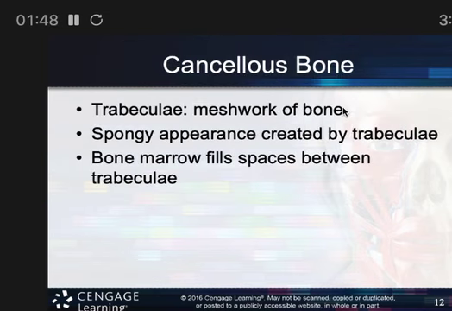In cancellous bone, we have a meshwork of bone with a spongy appearance that's created by trabeculae. Bone marrow fills the spaces between the trabeculae, and in the ends of the proximal heads of the long bone and in the axial skeleton, which is the skull, the rib cage, the sternum, the sacrum, and the coccyx, and the vertebral column, we have red bone marrow that produces blood in a process called hematopoiesis.